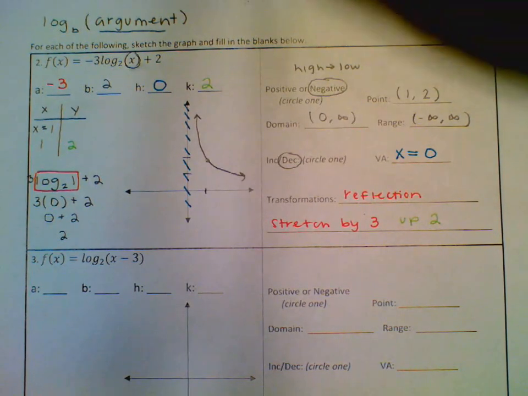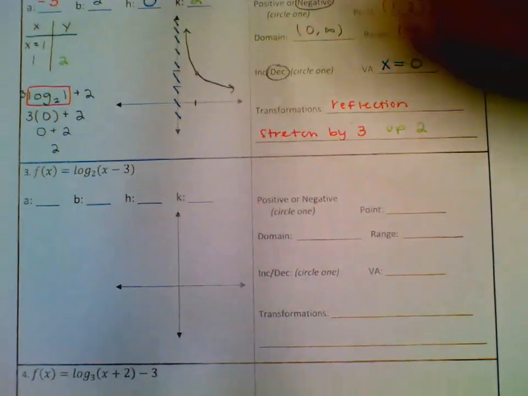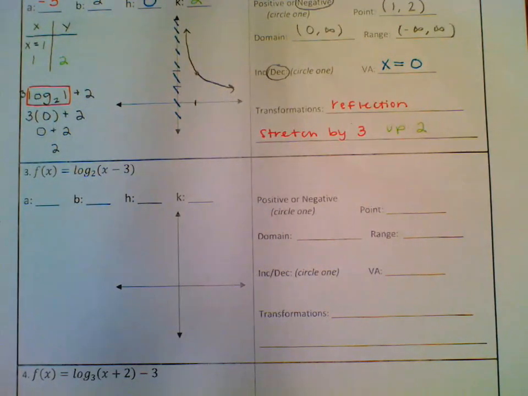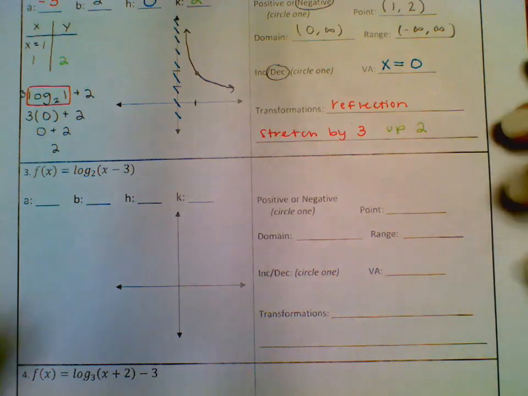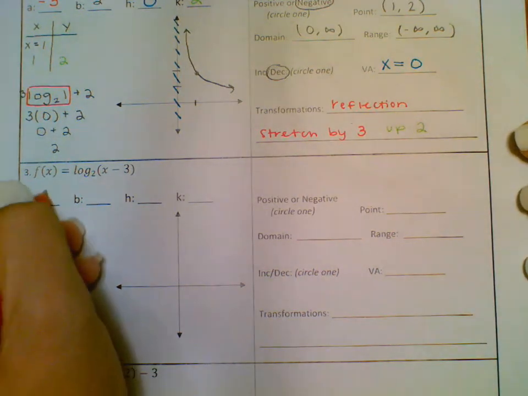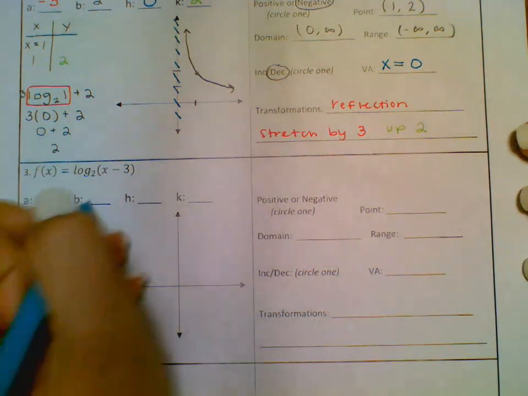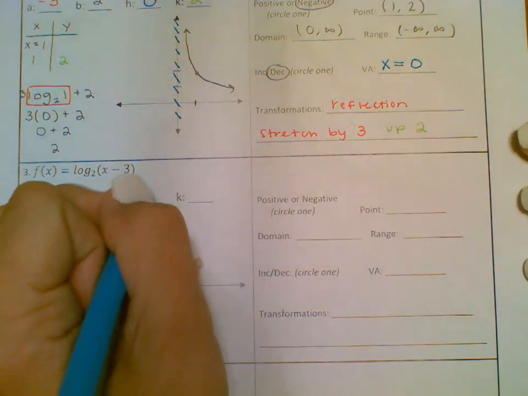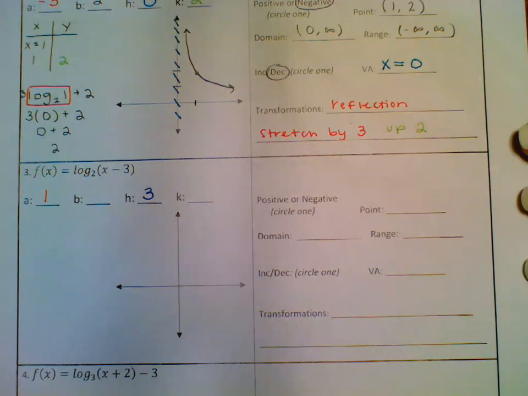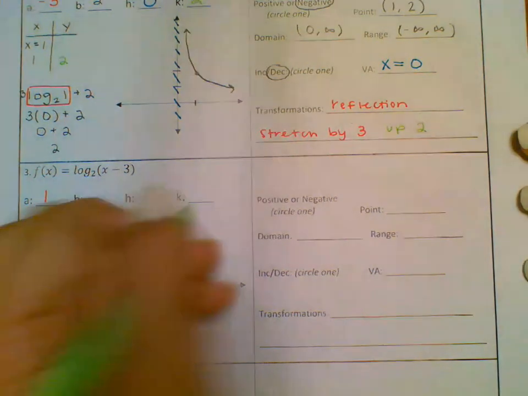All right, let's do number 3. And maybe you want to stop and try it and do it by yourself. Maybe not, that's cool too. At least you're watching the video. A is 1. H is the opposite. So H is now going to be positive 3. So I'm changing the sign. And K is 0.